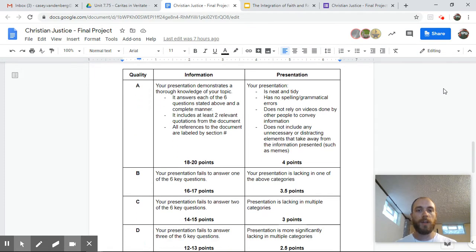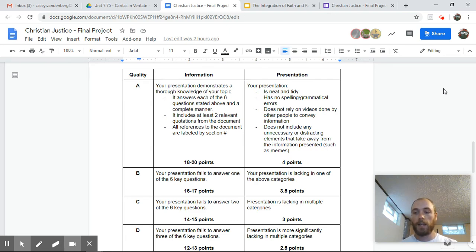Here's your rubric. Basically, you've got to answer all 6 of those questions in a complete way, with at least 2 relevant quotations from the document. You'll see again how I use those. And for all direct references to the document, you should have the section number included there as a reference. Presentation-wise, nothing fancy, right? This is supposed to take no more than an hour and a half, or right around an hour and a half total. So don't worry about photos or anything like that.